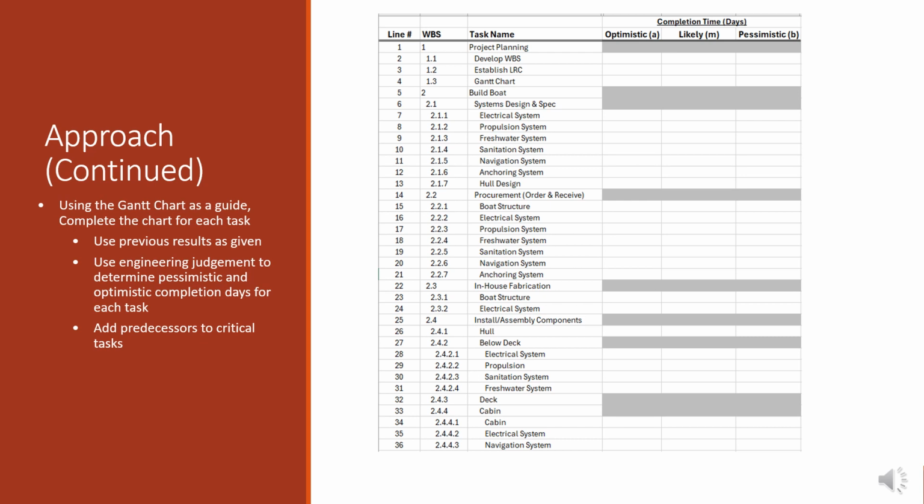Using the previously established work breakdown structure and Gantt chart, we completed the chart for each task. We used the previous results from the Gantt chart and set that as the basis for the time frames for the likely column for completion of each task. And then we used engineering judgment to determine pessimistic and optimistic completion days for each task. And then we used the Gantt chart and established a predecessor for each critical task within the project.